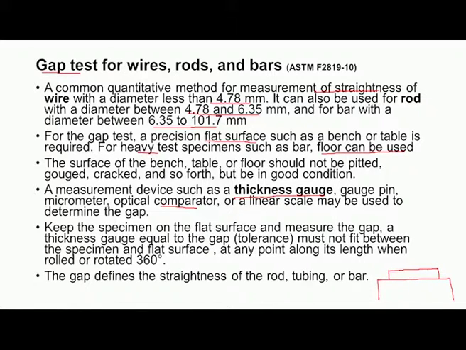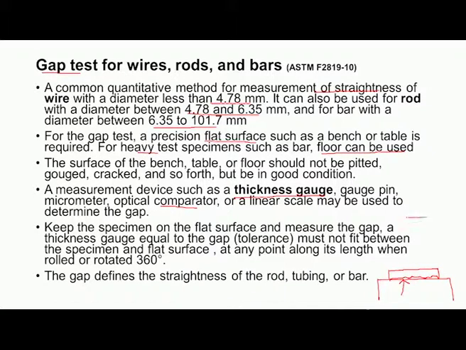So, this is the specimen. Now, if there is any error, there will be a gap between the datum, simulated datum, that is the surface plate surface, and the specimen. So, now we can use thickness gauges.